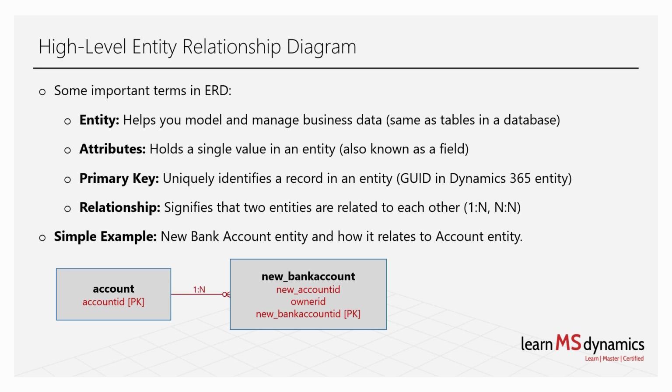So you have a 1 to n relationship between account and bank account. So it means that an account can have many bank accounts, right? It means a customer can have many bank accounts, and you can store that in Dynamics 365. This is just a simple example.